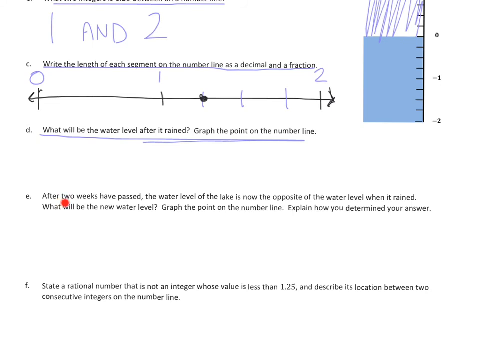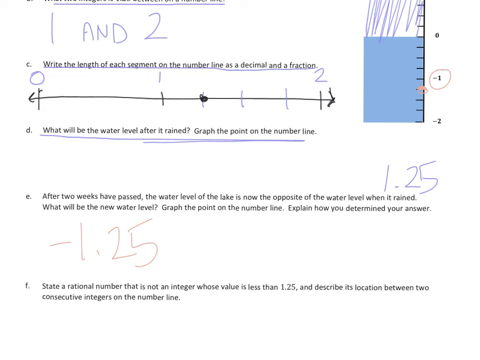After 2 weeks have passed, the water level of the lake is now the opposite of the water level when it rained. What was the water level when it rained? Oh yeah, we know this. 1 and 25 hundredths. What will be the new water level? Graph the point on the number line. Well, we know that the opposite of 1 and 25 hundredths would be negative 1 and 25 hundredths. So let's find that. Well, here's negative 1, and we have to go 1/4 from there. There we go. Negative 1 and 25 hundredths.